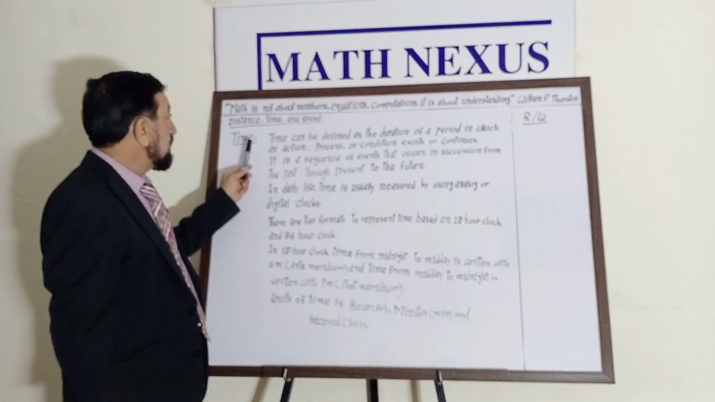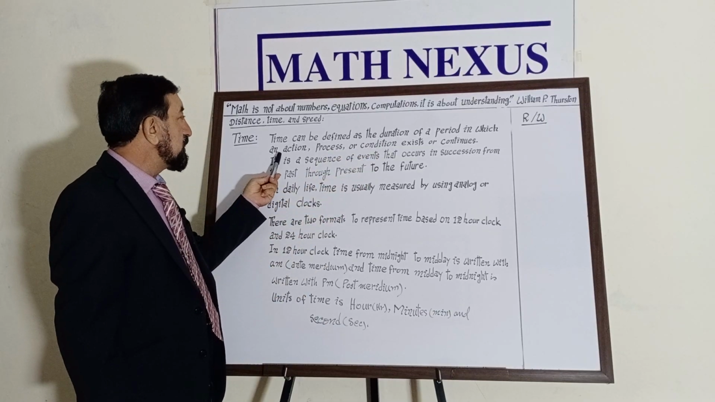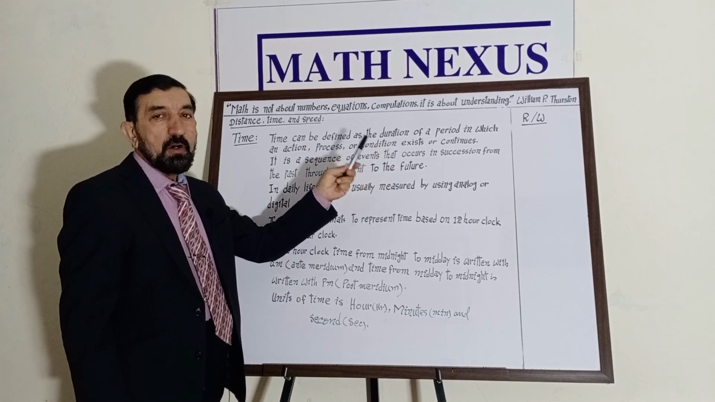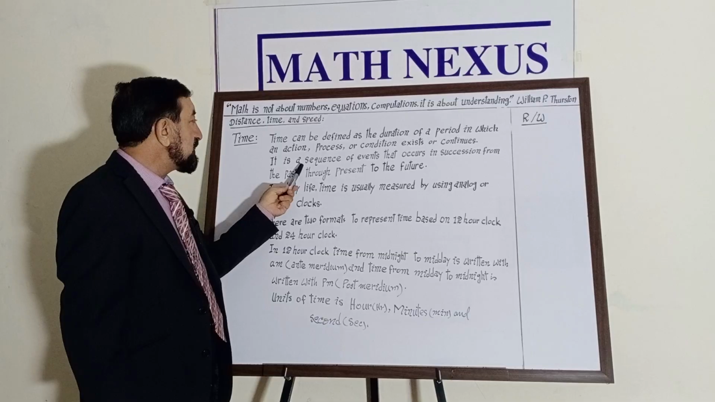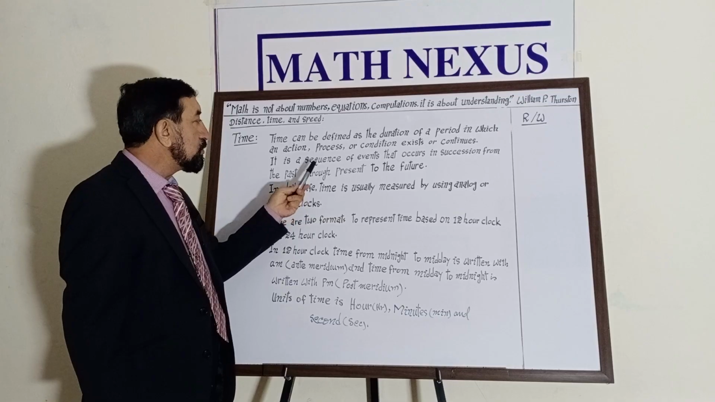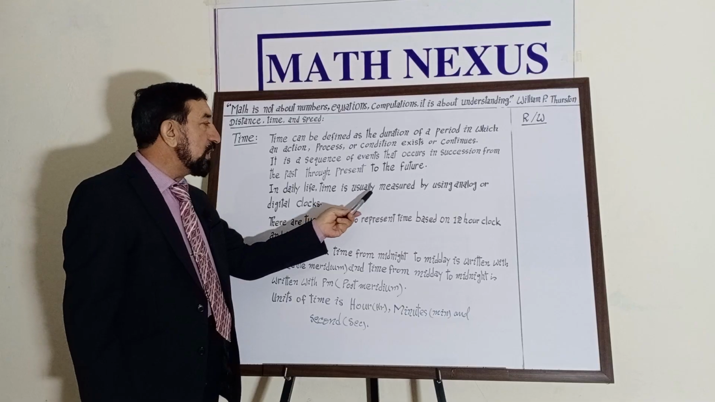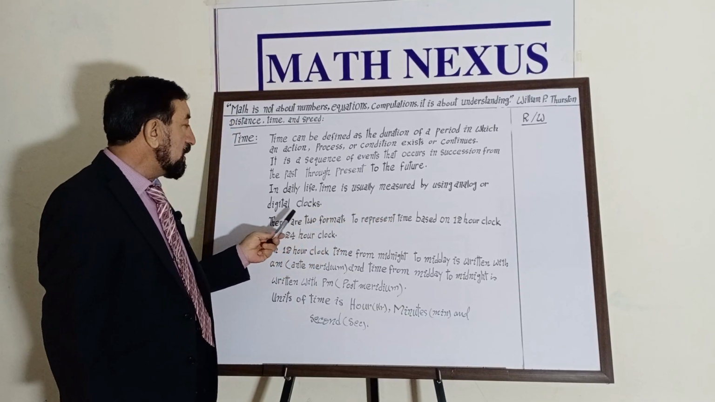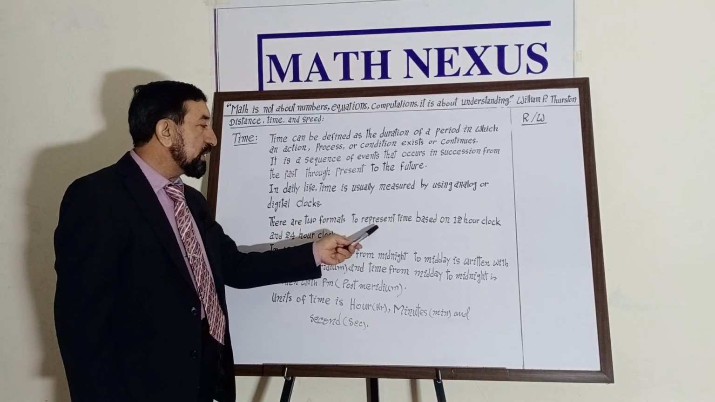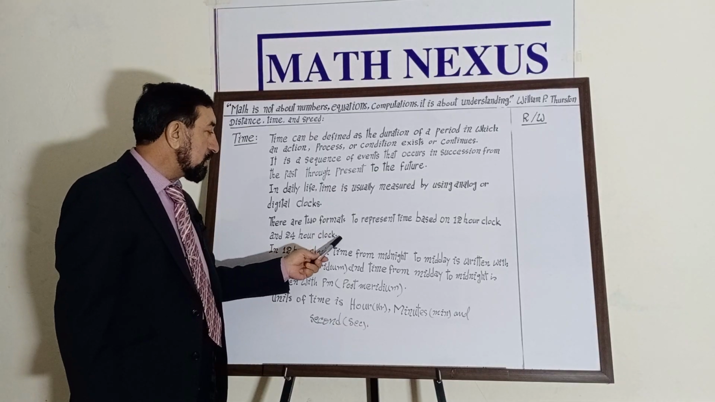What is time? Time can be defined as the duration of a period in which an action, process, or condition exists or continues. It is a sequence of events that occurs in succession from the past through present to future. In daily life, time is usually measured by using analog or digital clocks. There are two formats to represent time based on 12-hour clock and 24-hour clock.